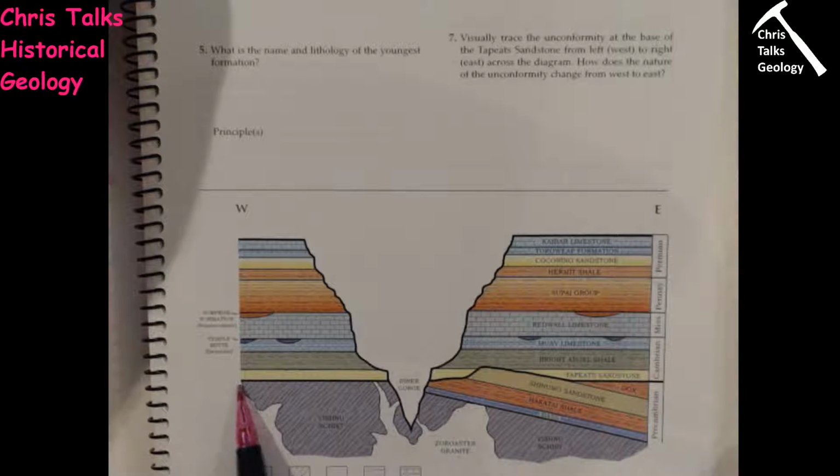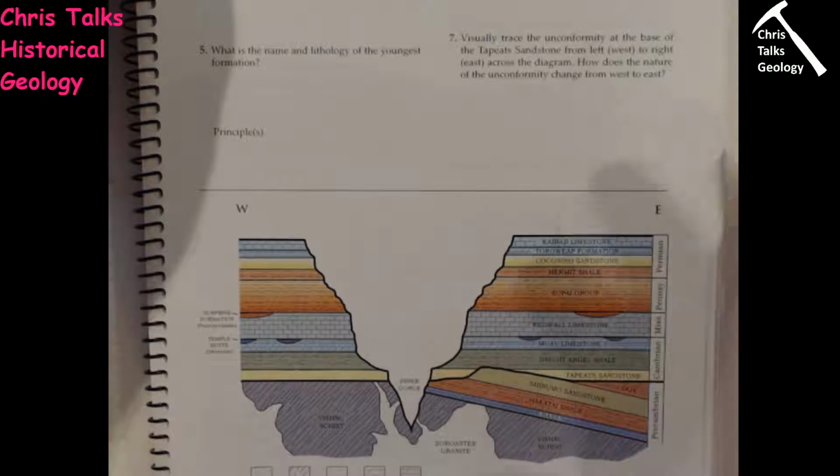So note how the unconformity at the base of the Tapeats, well, what type of unconformity is it in here? Over here, sorry. And what type of unconformity do we have over here? Are they the same types of unconformity? Do they change? Once again, if you've read the paragraphs, read the part at the start of the exercise, you'll be able to work this out relatively easily.